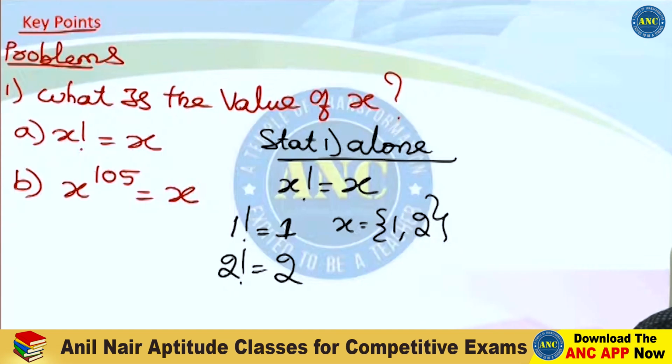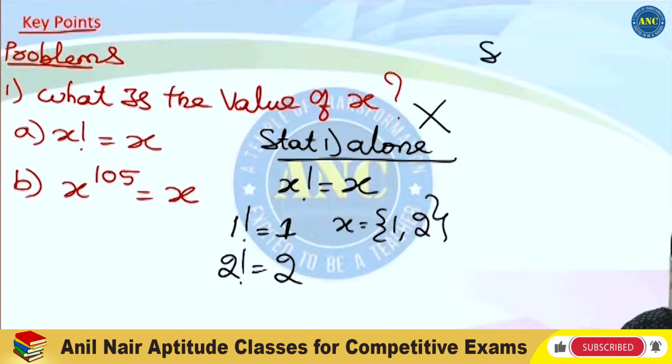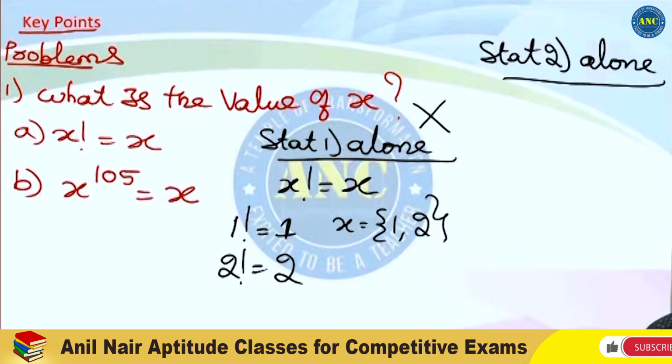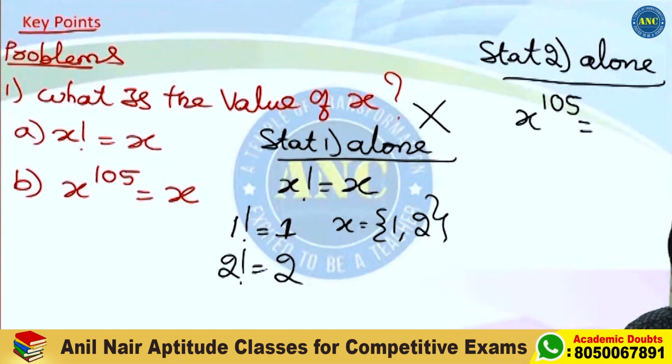More than one answer I got, so statement 1 alone is incorrect. Statement 2 alone: x power 105 equivalent to x. Nothing is specified about x, so x could be a real number. So what are the values?